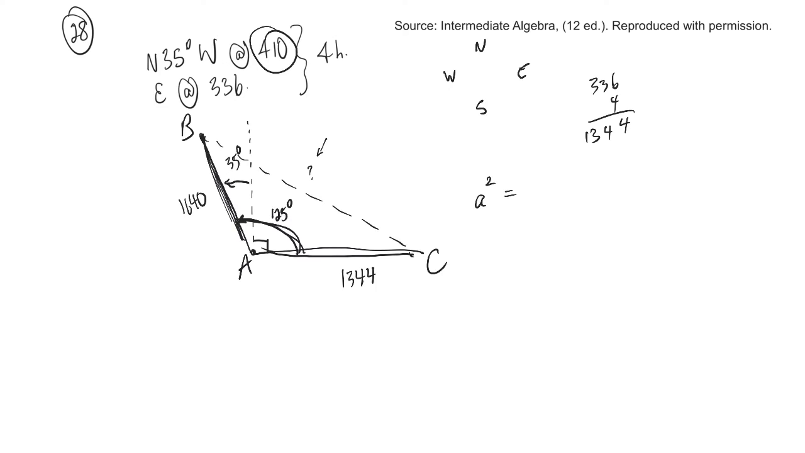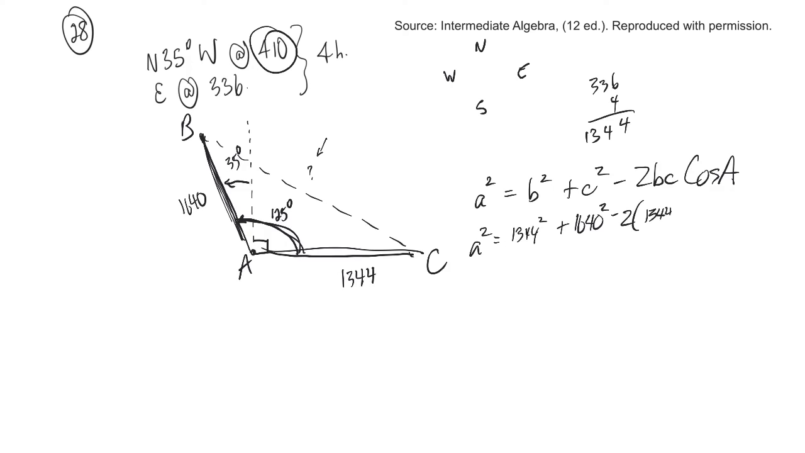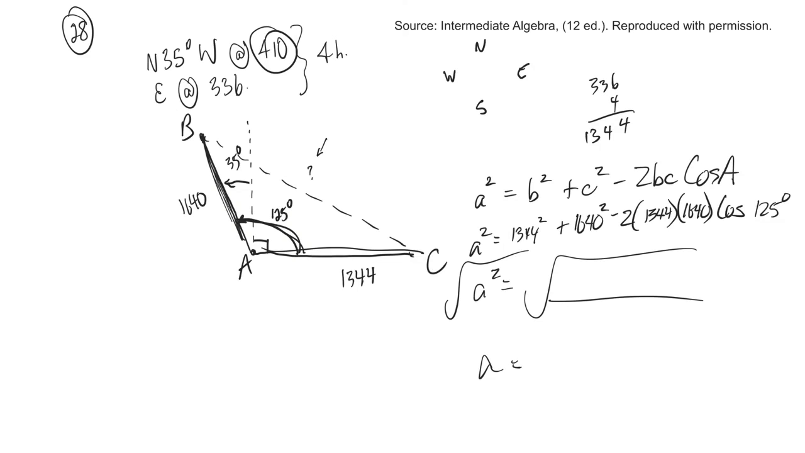So A squared is equal to B squared plus C squared minus 2BC cos A. So B is 1344 squared, C is 1640 squared, minus 2 times B times C times the cosine of that angle, 125 degrees. Okay, so come up with a number for that and then square root it, and you'll have the answer.